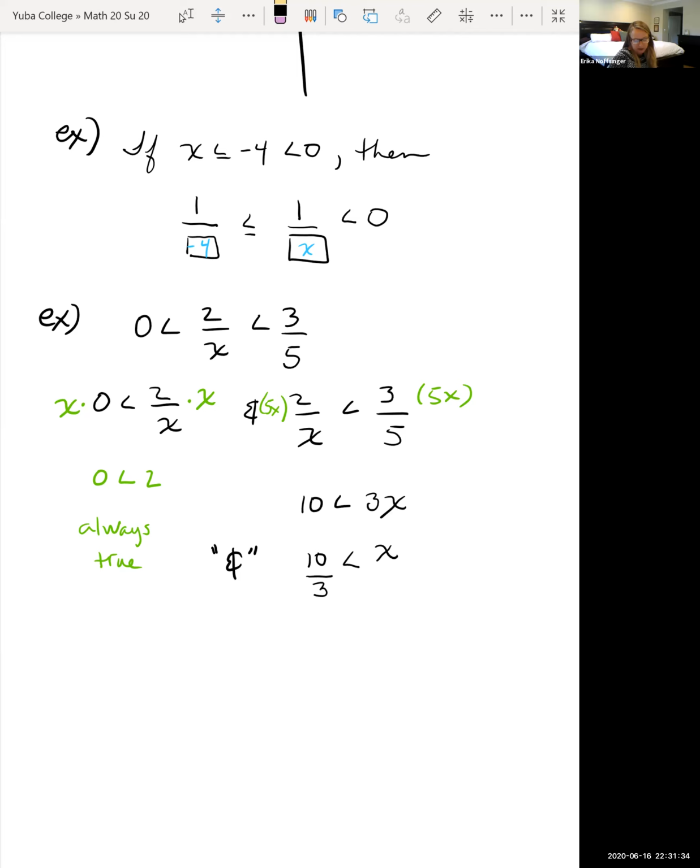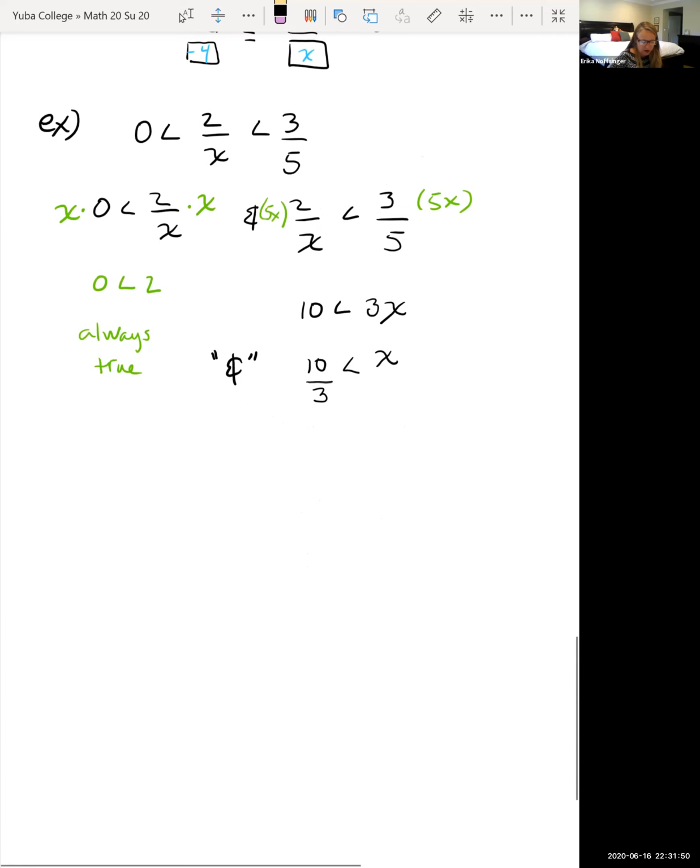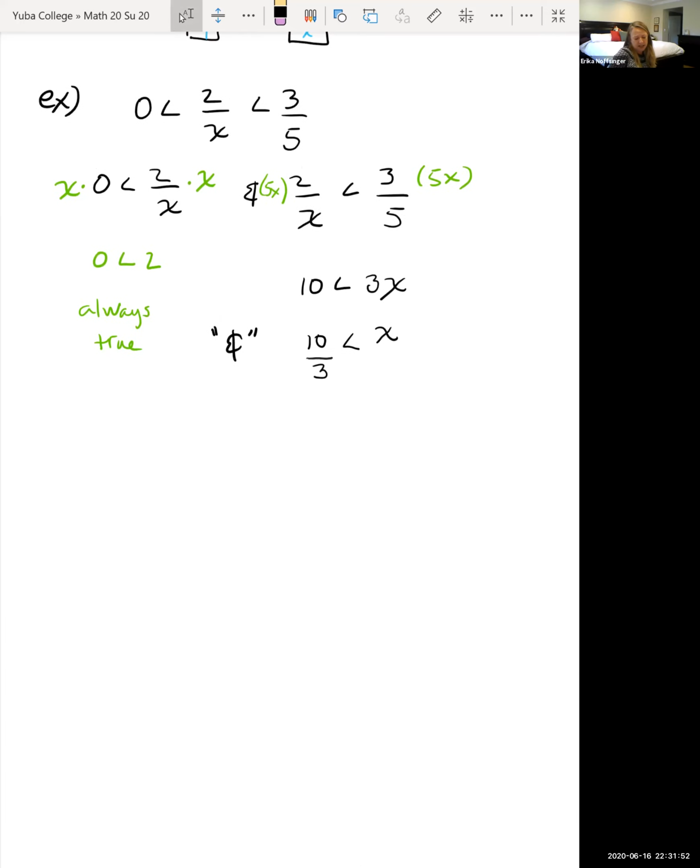A couple things you had to be careful about here. If we didn't know what x was, if x was negative, that would have flipped my inequality signs. But if you go back and use some reasoning, looking at our original compound inequality, notice that 2 over x had to be positive. It had to be bigger than 0. If x had been a negative number, that statement would have been false. So I know that x has to be a positive number, and I'm okay with this not flipping the inequality.